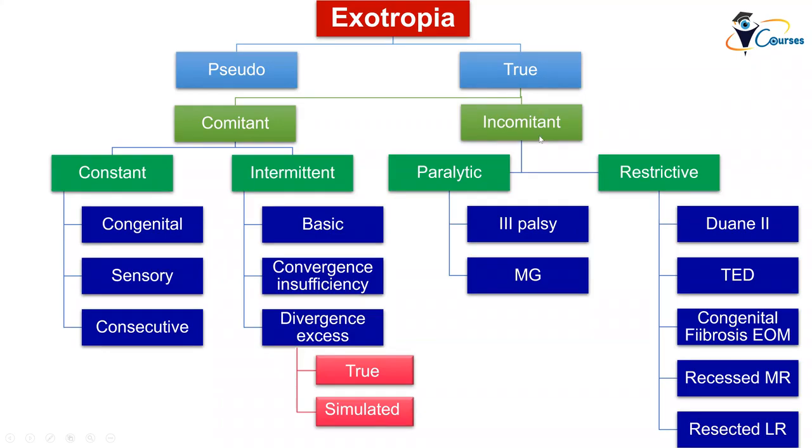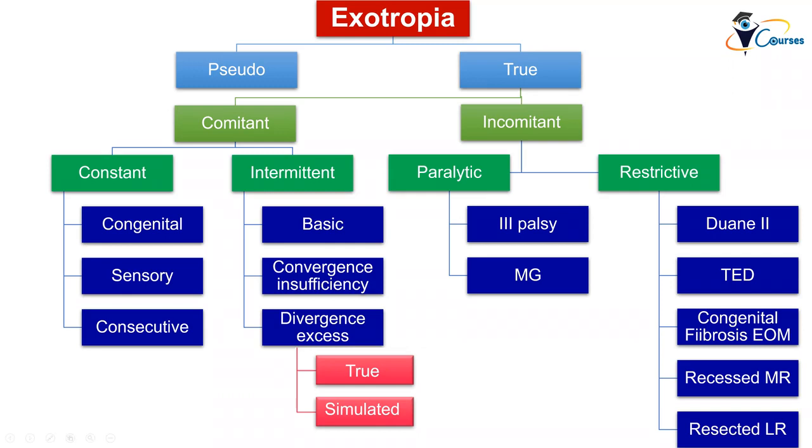Okay, for the incomitant strabismus, it can be further subclassified into paralytic strabismus and restrictive strabismus. Paralytic strabismus like third nerve palsy or myasthenia gravis. Again, third nerve palsy causing paralysis of the medial rectus leading to exotropia. Myasthenia gravis can be placed in the differential diagnosis of any incomitant strabismus.